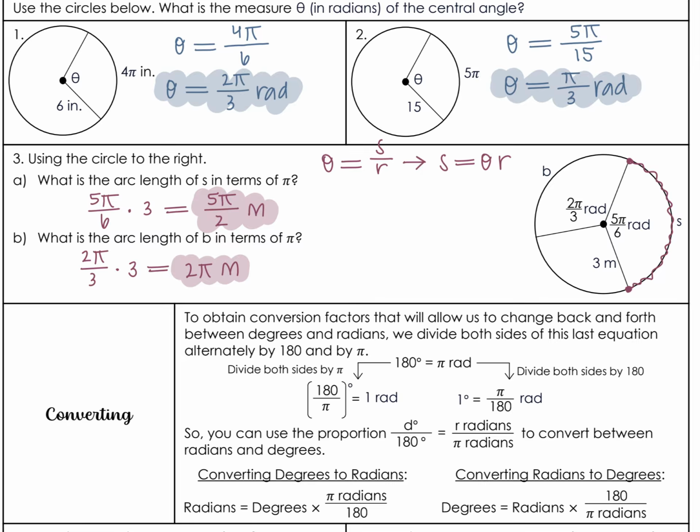All right, before we move into converting, I just want to mention something. In a previous lesson, we had talked about how arc length, when in degrees, we have the formula. So I'm going to write this for you. We have that my arc length, my S, is equal to m 2 pi r over 360.